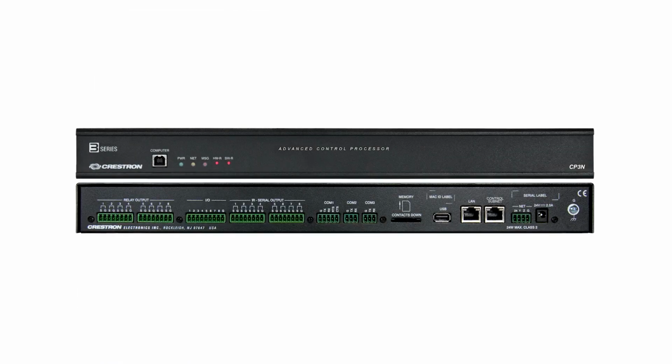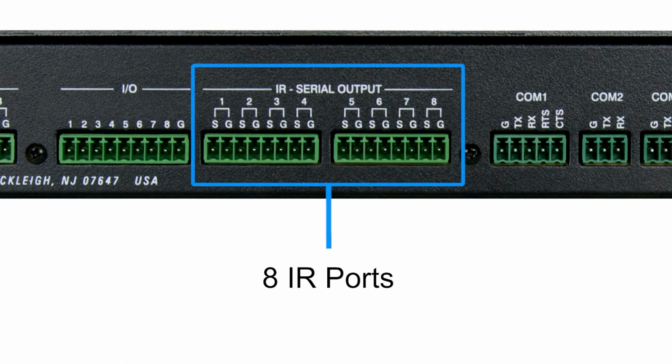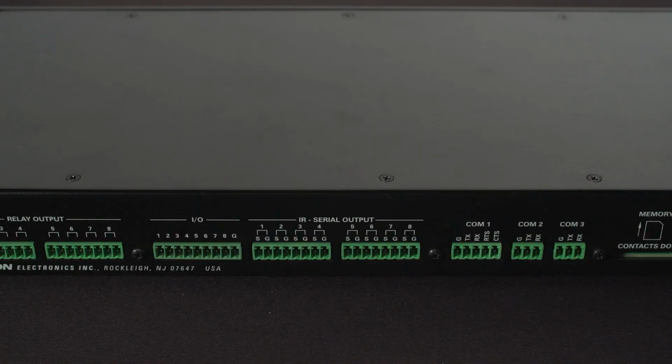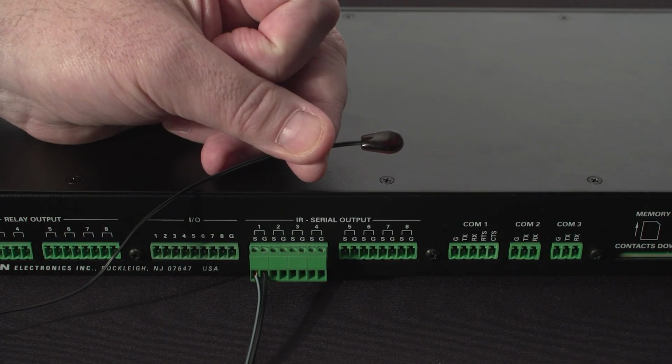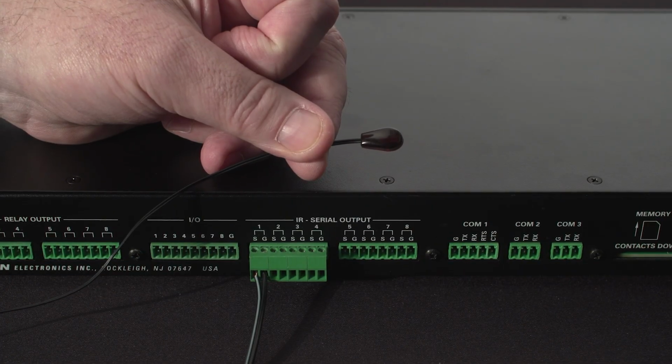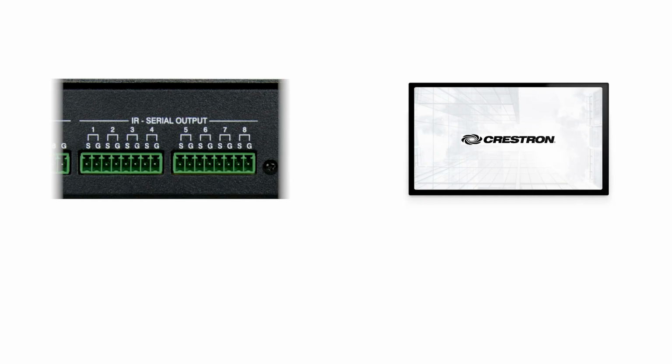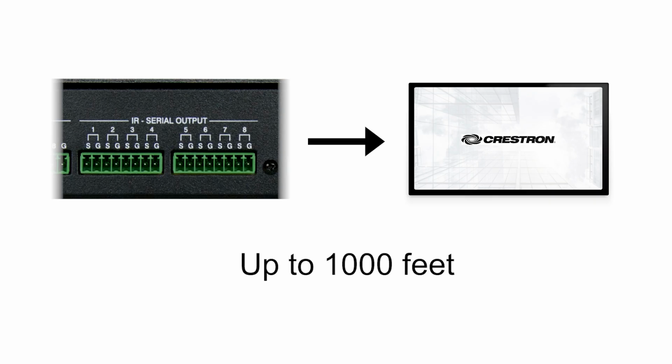Another common method of control is infrared or IR. Here in the CP3, we can see 8 IR ports available. Other control processor models may have less. Each IR port can connect to an IRP2 infrared probe. This probe attaches to the front of the device you wish to control. It allows us to send the same infrared commands as the original remote control. These IR probes operate up to a distance of 1,000 feet.